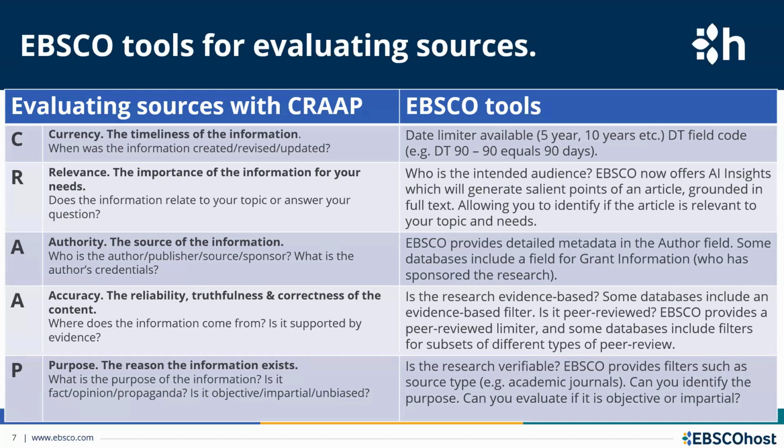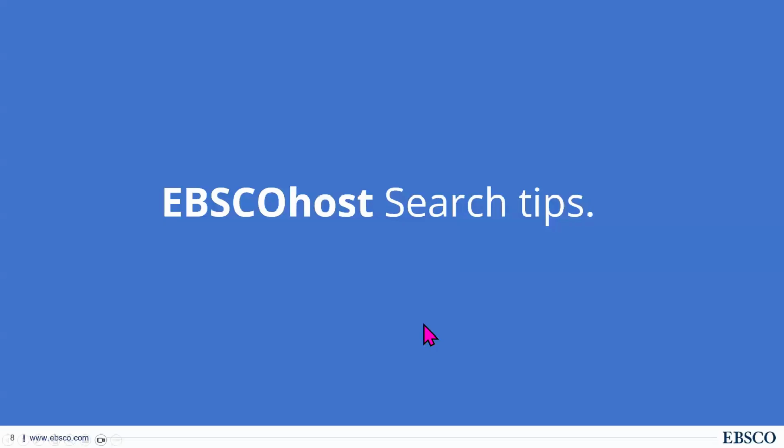Now, this can be a little bit subjective. You sort of need to identify and verify the purpose there. So looking at things like, is it a fact? Is it an opinion? Is it propaganda? Or is it objective, impartial, and unbiased? There are some filters as well that you could use to help with this, such as the source type, if it's an academic journal, if it's peer-reviewed, checking again maybe the author and a little bit more information about that author as well. So just evaluating again if it's objective or impartial information. So that's just a little tip. We're going to go into some of those tools and features on the platform as well.